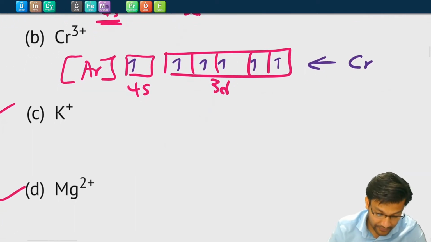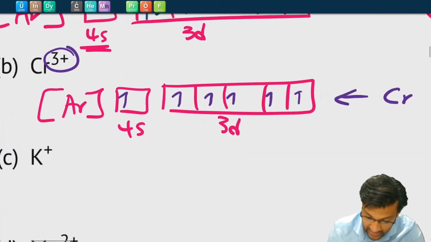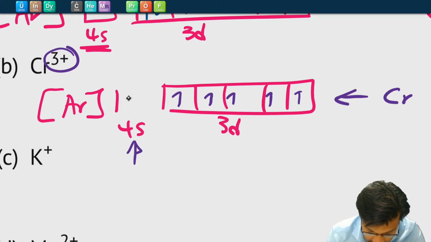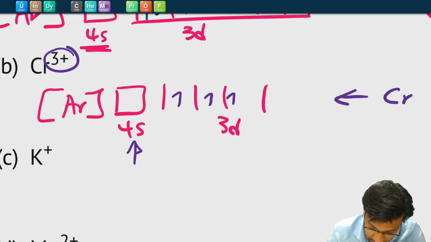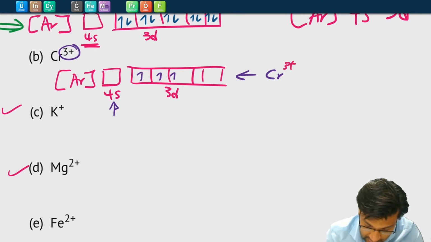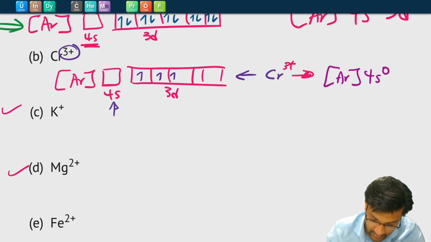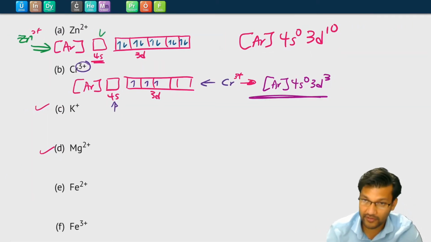Now we need to take away 3 electrons to make it 3 plus. So as always, we're going to take away electrons from the 4s first because it's the outermost, the highest n value. So let's take that one away. And then we need to take away 2 more. So let's do 1, 2. I wish I didn't have to erase my entire box when I do that. But now this is what we end up with. So for chromium 3 plus, we're starting with argon. 4s is now 0 because it's empty. And then 3d has 3 electrons in it. Right? So that's the electron configuration of chromium 3 plus.